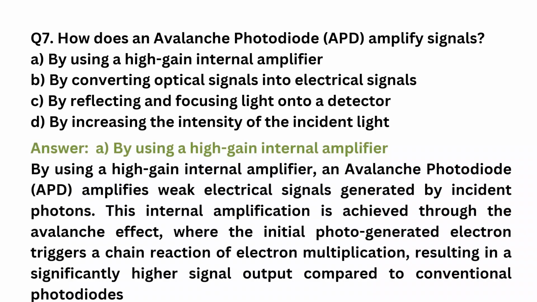So the answer is by using a high gain internal amplifier. An avalanche photodiode amplifies weak electrical signals generated by incident photons. This internal amplification is achieved through the avalanche effect, where the initial photogenerated electron triggers a chain reaction of electron multiplication, resulting in significantly higher signal output compared to conventional photodiodes.